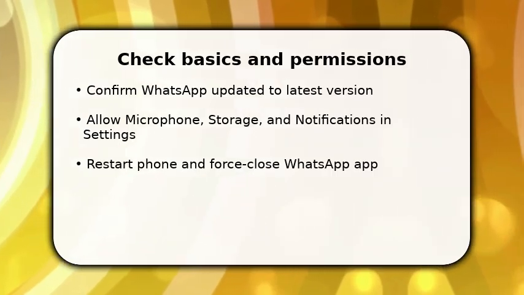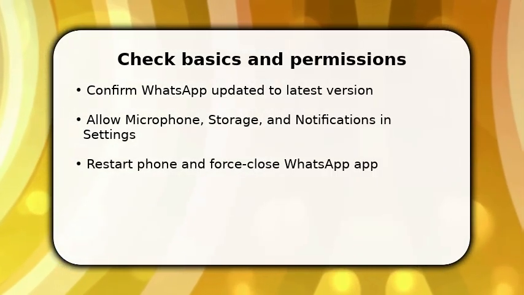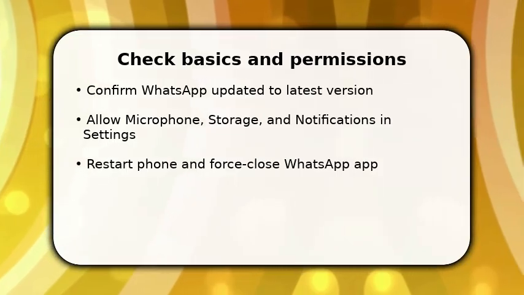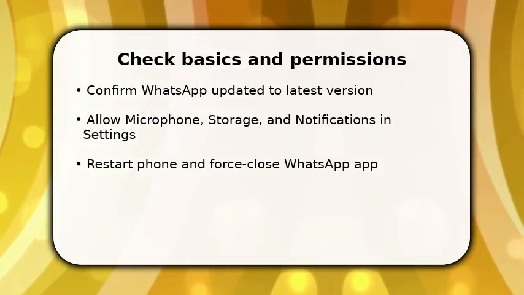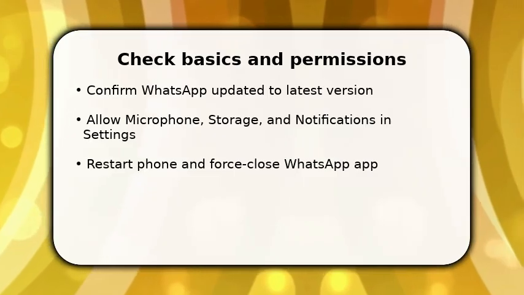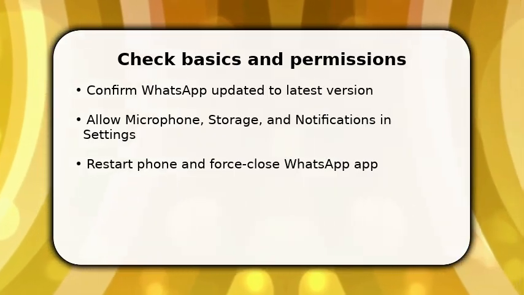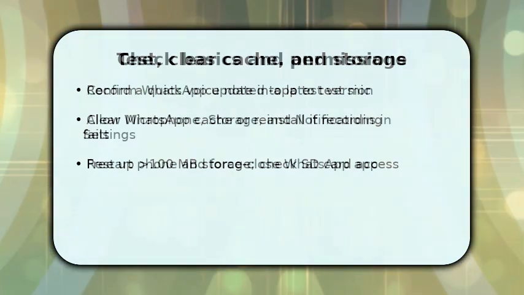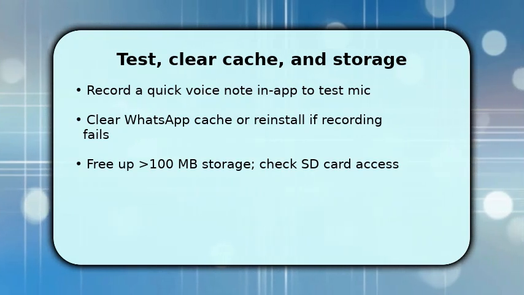Make sure airplane mode is off and you have a stable network. Poor connectivity can interrupt voice message uploads. These first steps remove common permission and connectivity blockers quickly. You should now record a short voice note to confirm the microphone works within WhatsApp.